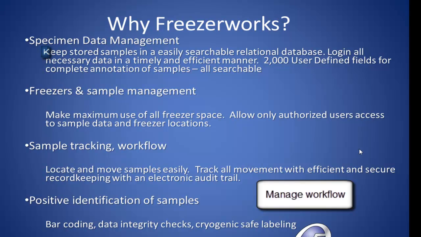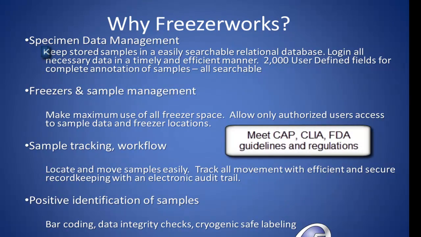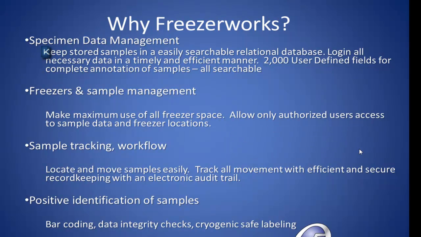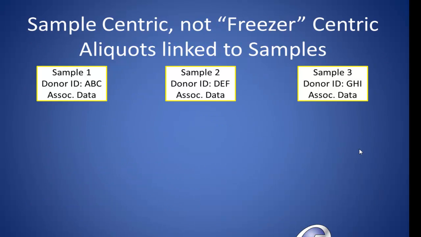You'll have an electronic audit trail. You can follow the movement and so forth. You can check out and check in samples, and also we offer barcoding and data integrity checks for positive identification of all of your samples. It's important to note, even though the name of our product is Freezerworks, that we are a sample-centric, not a freezer-centric program. In other words, it's not a situation where you go to the freezer or the cabinet and then add samples to it. We're looking at the samples from a sample viewpoint.